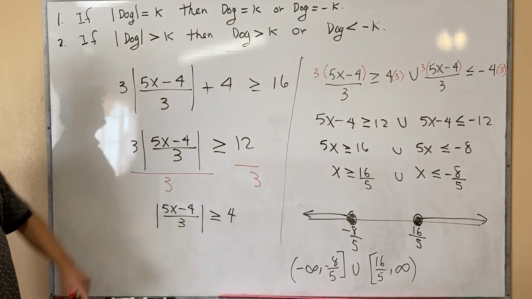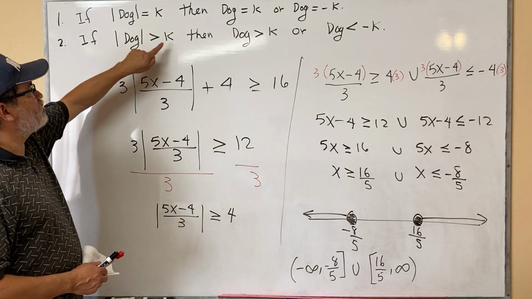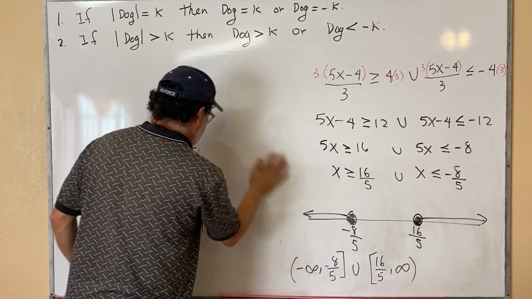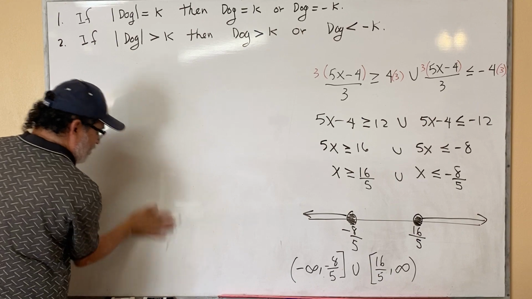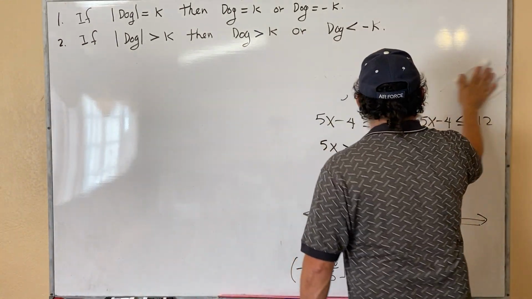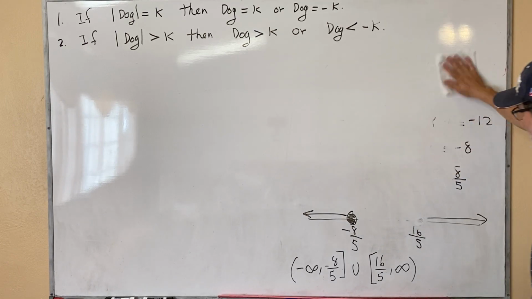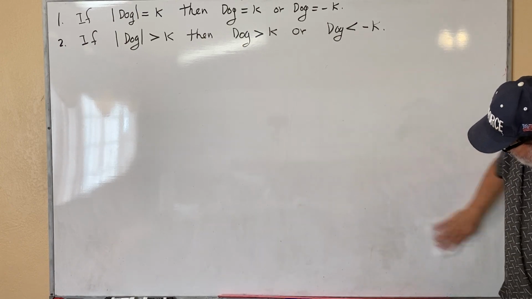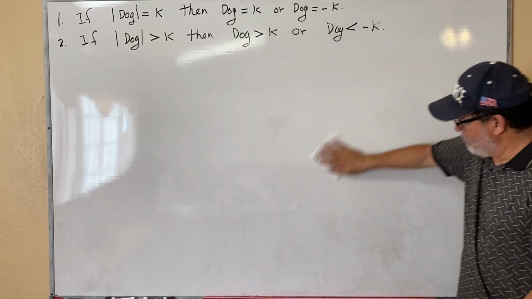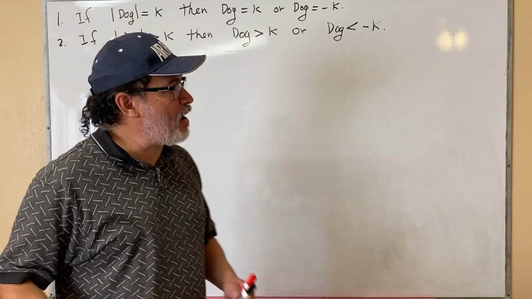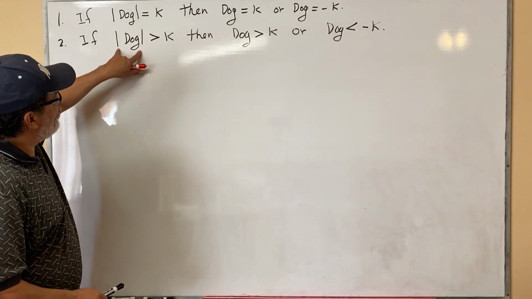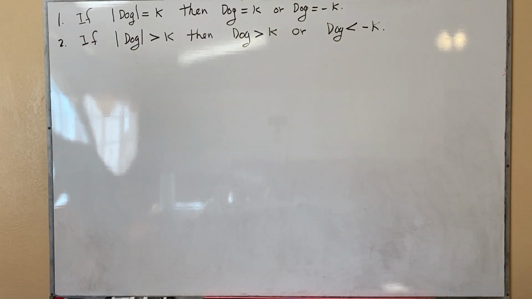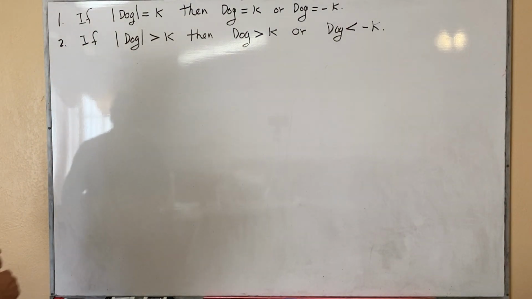One more property. Note, the absolute value of a dog is greater than constant. Here's another property. This is the absolute value of a dog greater than constant. Number 3.